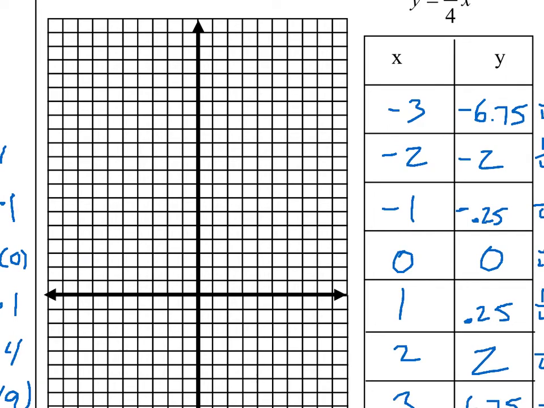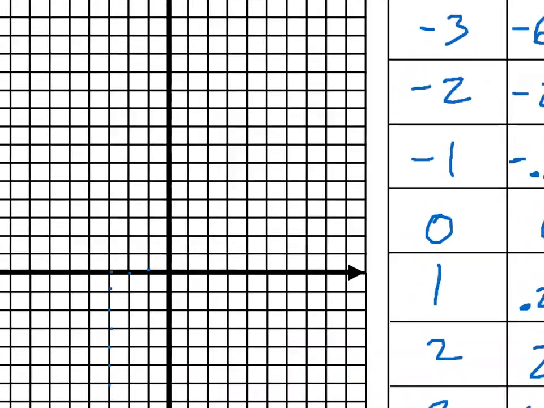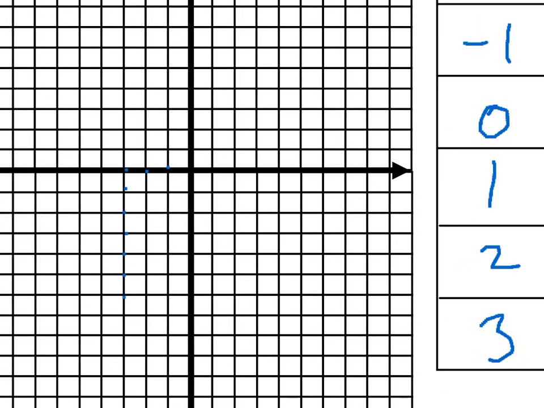All right, so coming over to graph it, we've got -3 and -6.75. So that's over -3 and down 1, 2, 3, 4, 5, 6. And as I get to 6, I know -6.75 is going to be between -6 and -7. It should be closer to which one? Yeah, closer to 7. So I'm going to put my dot right here. It's not going to be in the middle. It's going to be a little bit closer to the 7.